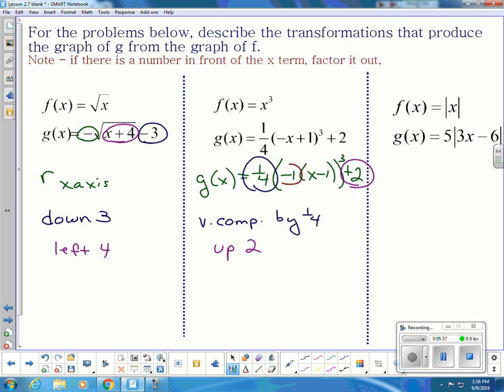So the -1 is a reflection over the y-axis. I'm running out of colors here. And the -1, we're going to move to the right one. Okay? Are we good with those? Do we have to continue? We're good? We're golden? Skipping the last one.